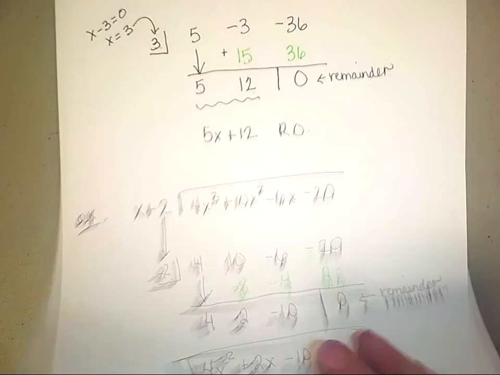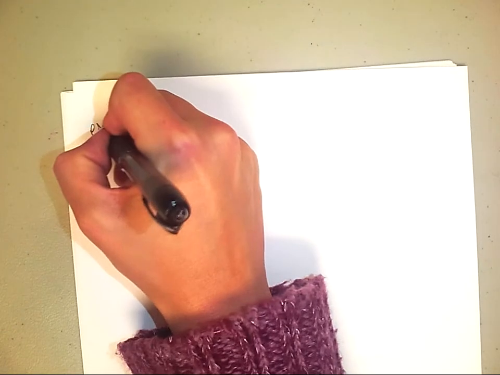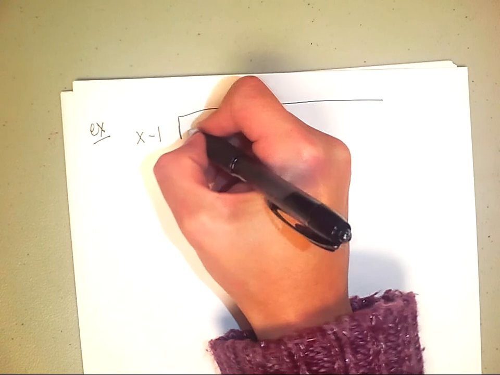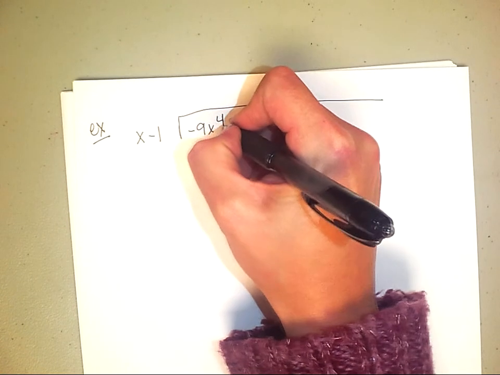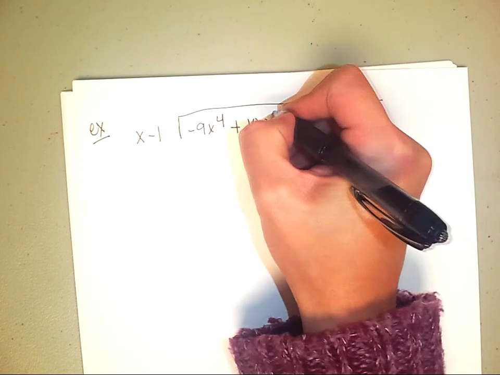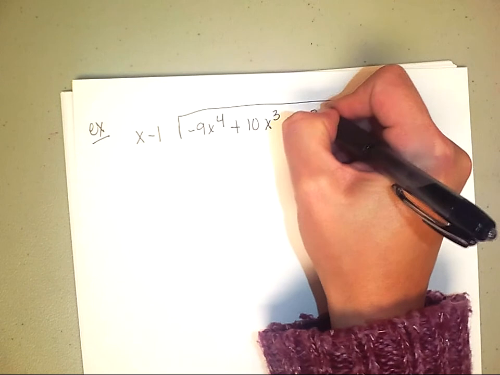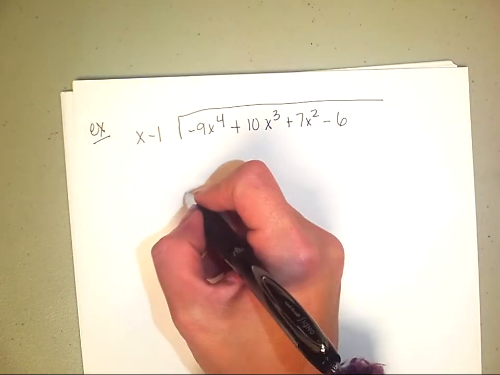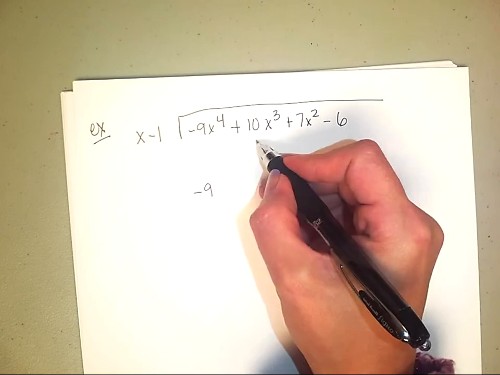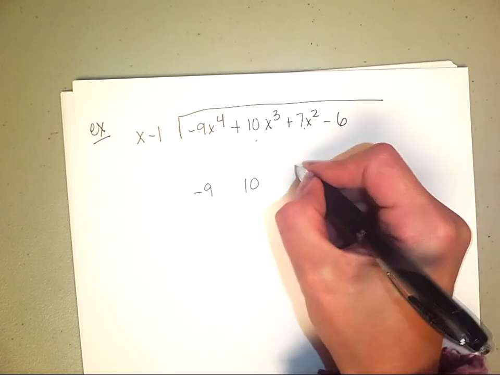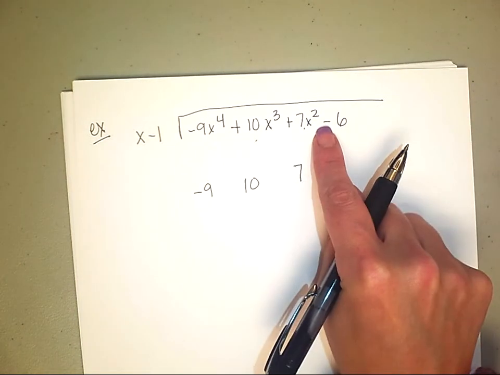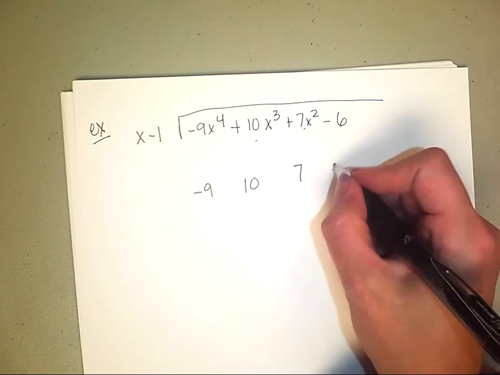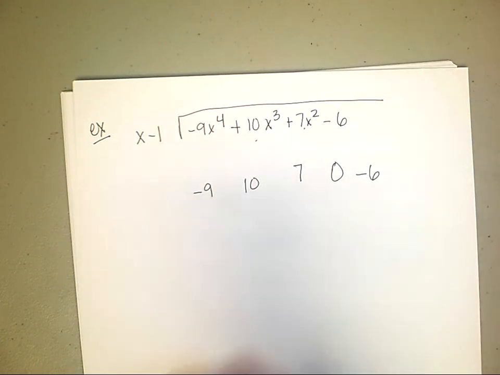Okay, let's do one more. Say, for example, we had x minus 1. We wanted to know how many times this goes into negative 9x to the 4th plus 10x cubed plus 7x squared minus 6. So I bring down the coefficients. This is negative 9. This is 10. This is 7. But notice I'm missing the x term, so I'm going to fill in a 0 for that. And then the minus 6.